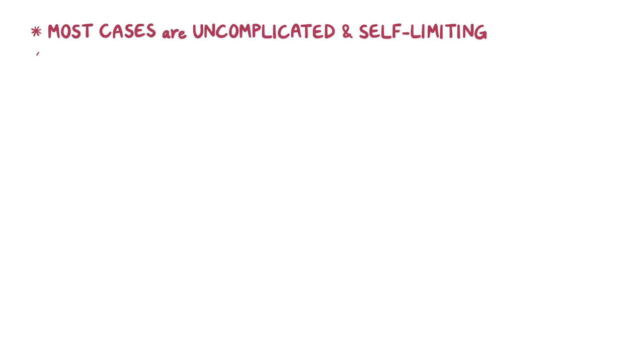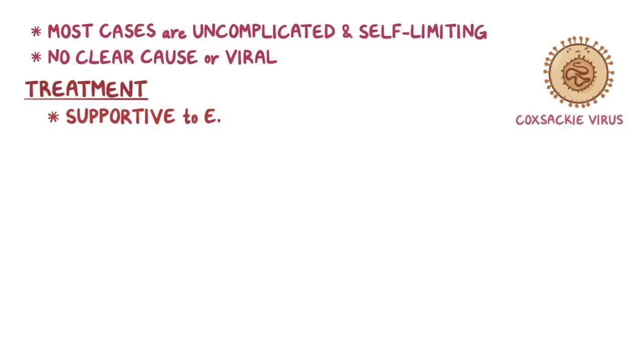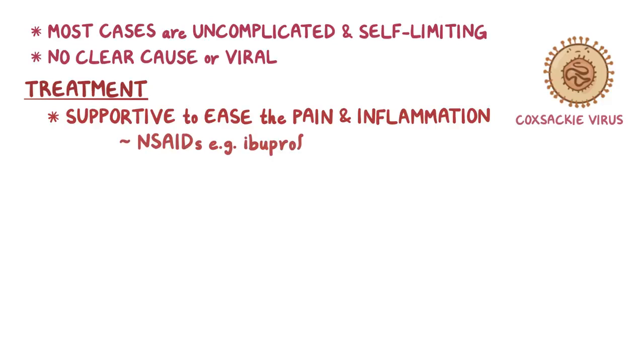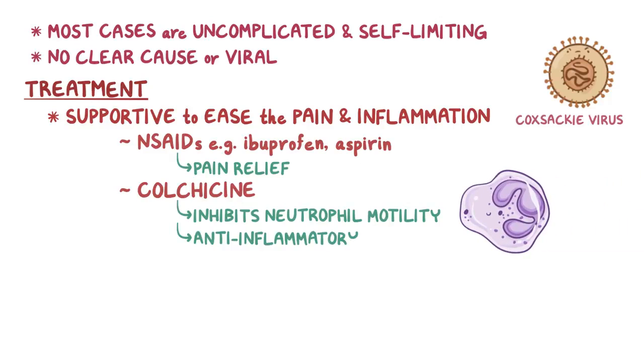Most cases of acute pericarditis are uncomplicated and self-limited, and most of the time there's no clear cause identified, or it's thought to be viral pericarditis, like from Coxsackie virus, and supportive treatment is given to ease the pain and inflammation. Non-steroidal anti-inflammatory drugs, or NSAIDs, like ibuprofen or aspirin, usually work for pain relief. If NSAIDs aren't enough, they can be combined with colchicine, which inhibits neutrophil motility and has an anti-inflammatory effect.